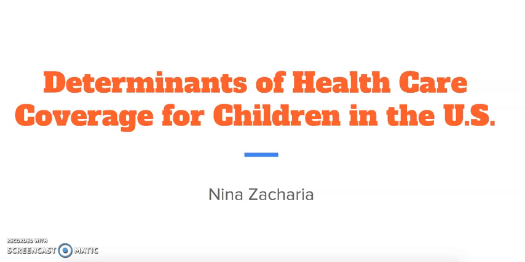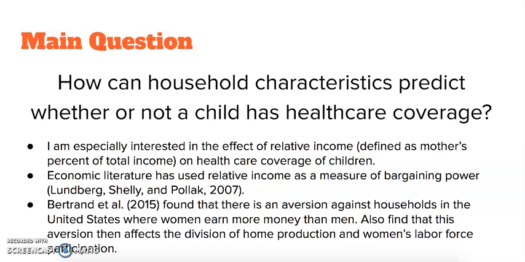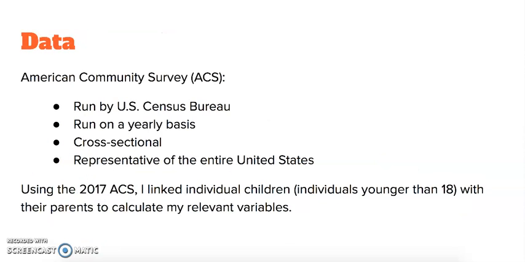For my project, I was interested in the determinants of healthcare coverage for children in the United States, and more specifically, how household characteristics could predict whether or not a child has healthcare coverage. I wanted to tie this into the larger literature on bargaining power and household decision making. So I looked at relative income, defined as mother's income over mother's income plus father's income, as a measure of a woman's bargaining power in the household to see how that could affect whether or not the children had healthcare coverage. And so I used what's called the American Community Survey, or ACS, as my data set from 2017.